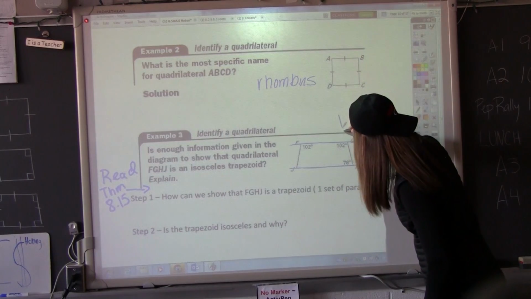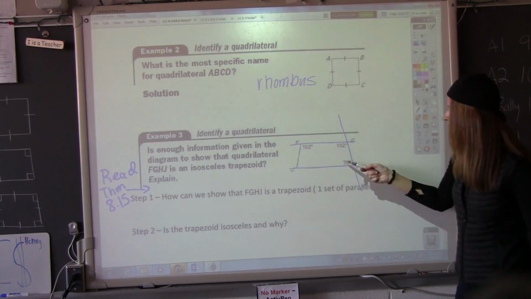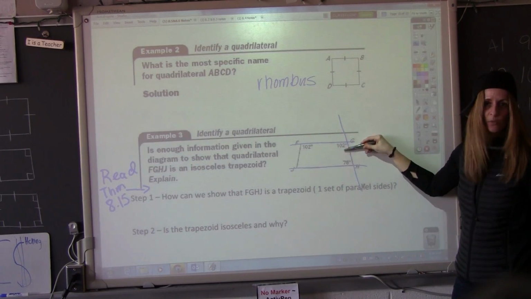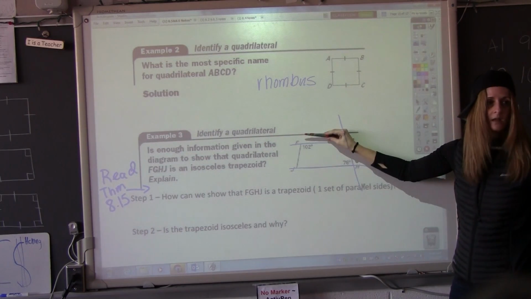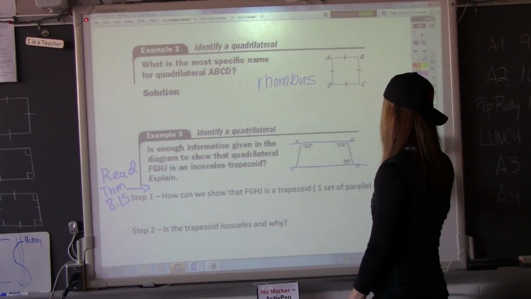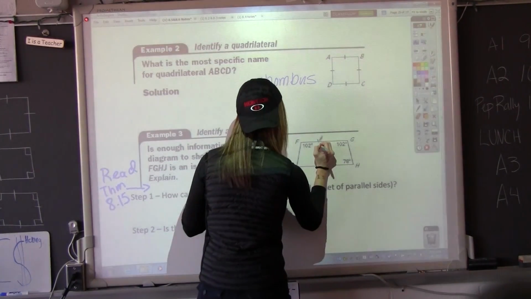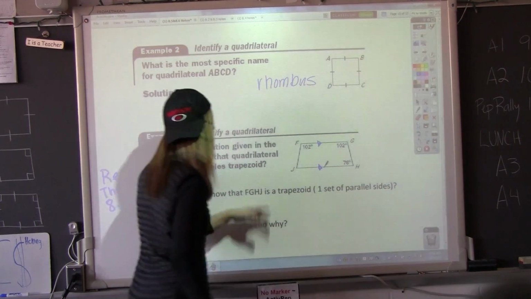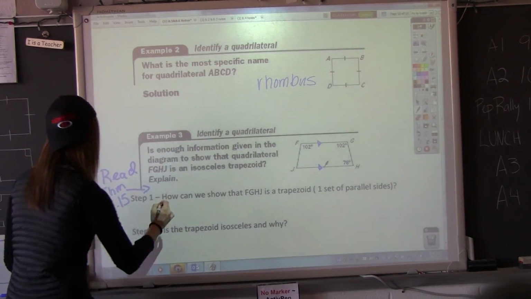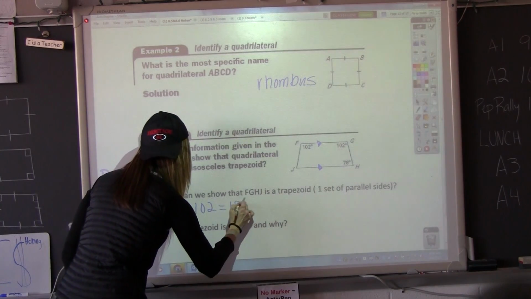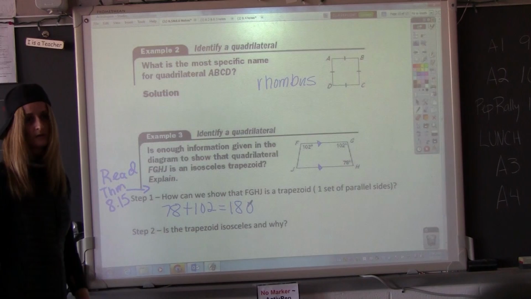But what are these kind of angles called again? Consecutive interior angles are what when the lines are parallel? Are these supplementary? Okay, that means those two lines are parallel. So we'll do 78 plus 102 adds up to 180. Okay, so we've got a trapezoid.